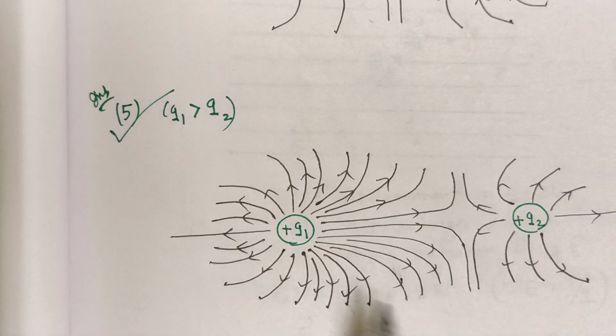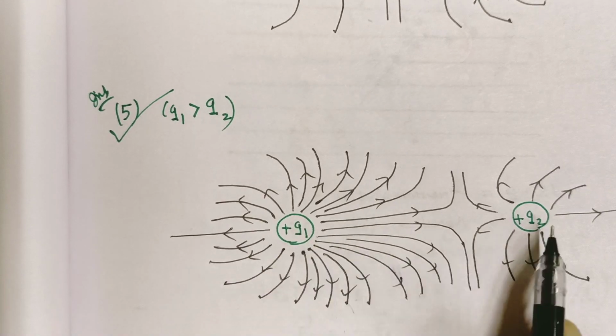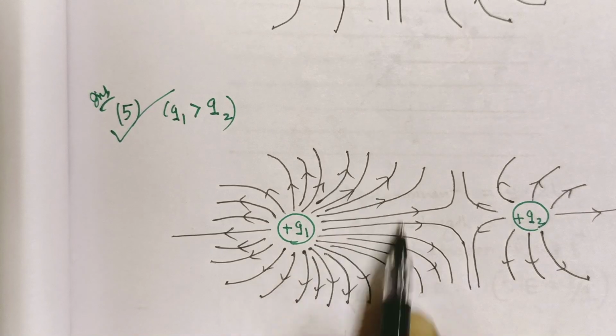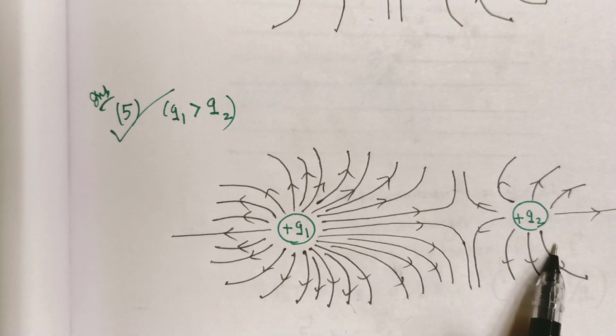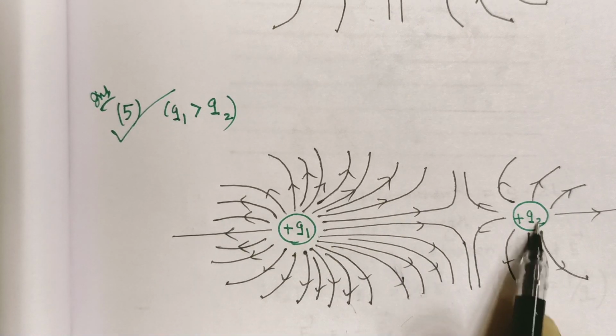Second thing, Q1 is more, which means more lines of force for Q1 and fewer lines of force for Q2. So you can count the number of lines of force. By counting the number of lines of force, you can also compare the magnitude of the source charges.